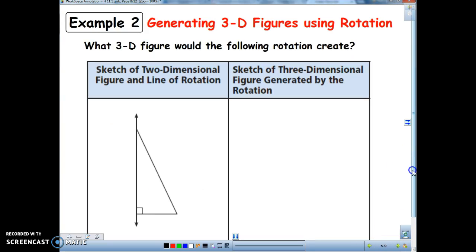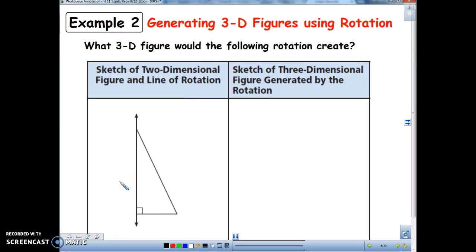Okay, our last thing that we're going to talk about is how to generate 3D figures using rotation. So when you imagine a rotation, you want to imagine it as if the figure is being reflected over to the other side, but also rotated into that position. So in 3D space, we're going to picture this triangle being rotated over to the other side of the line.